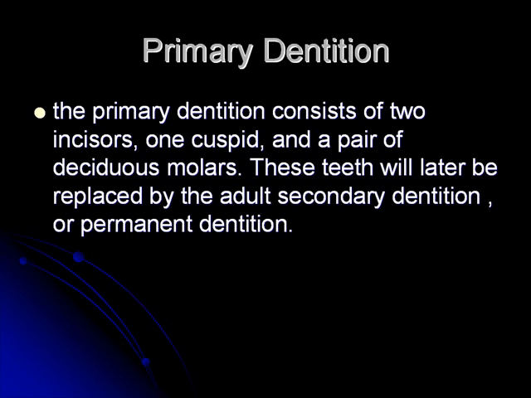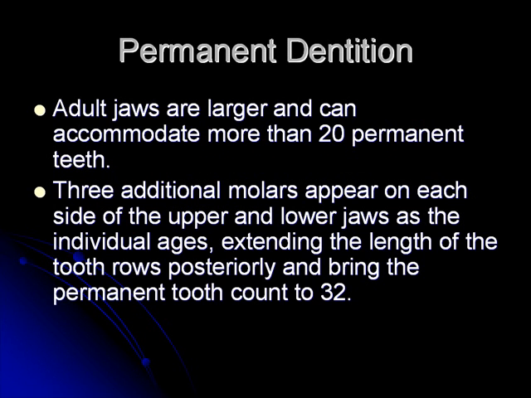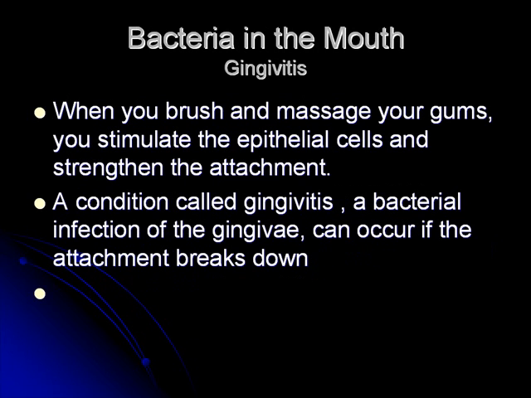We have primary dentition, which consists of 2 incisors, 1 cuspid, and a pair of deciduous molars. These teeth will later be replaced by adult or secondary dentition, or permanent dentition. The adult jaws are larger and can accommodate more than 20 permanent teeth. 3 additional molars appear on each side, upper jaw and lower jaw, as the individual ages, extending the length of the rows of teeth posteriorly, which brings permanent teeth to a count of 32.